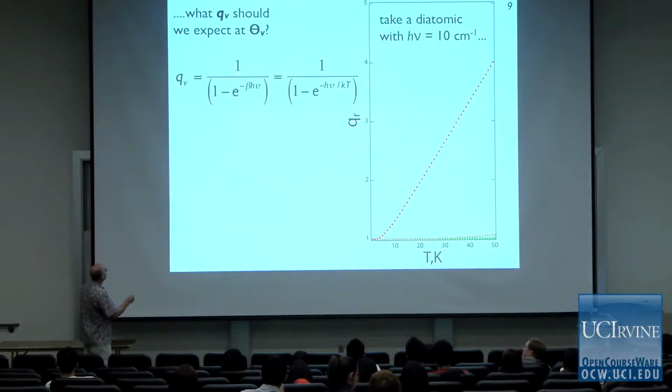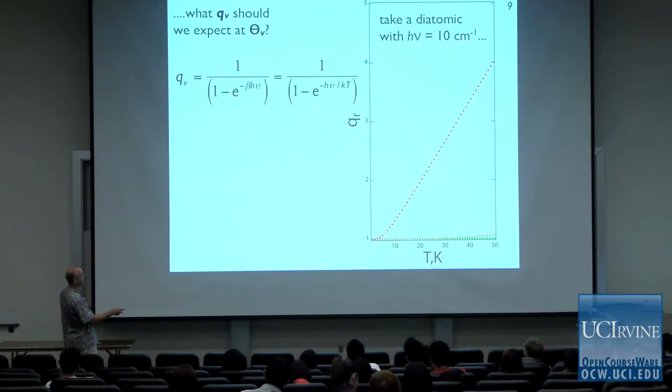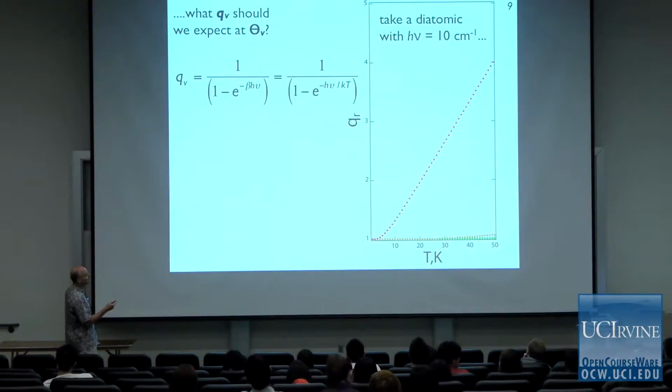Now, what partition function would we expect right at the characteristic vibrational temperature? Because we're going to be around the characteristic vibrational temperature a lot. So what I did here is I made a plot of the partition function on this axis as a function of the temperature on this axis. It's just a plot of this equation right here. And I did that for 3 different energies, 3 different h nus.